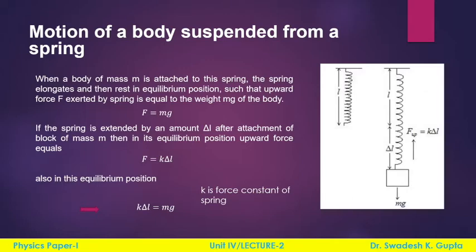When we take a spring, there is some spring constant associated with it. When we suspend a body of mass m from it, because of the weight of this body, the spring gets stretched. Let's say the mass of the body is m, and it exerts a force on the spring equal to its mass times gravitational acceleration.